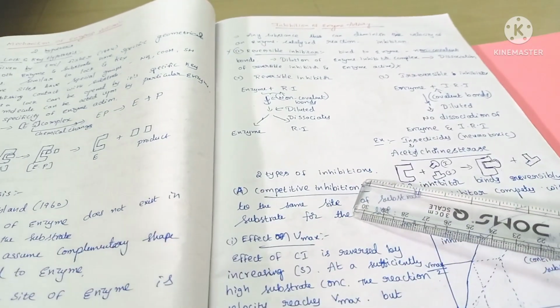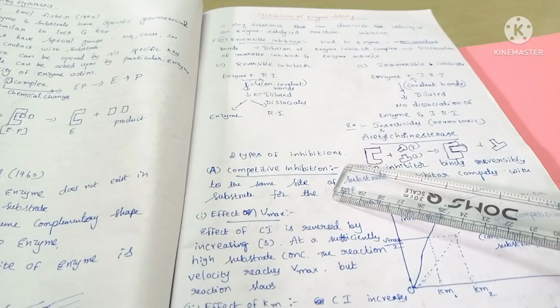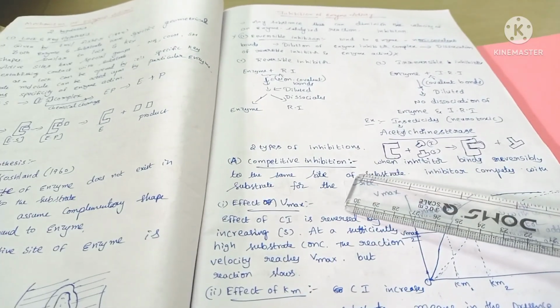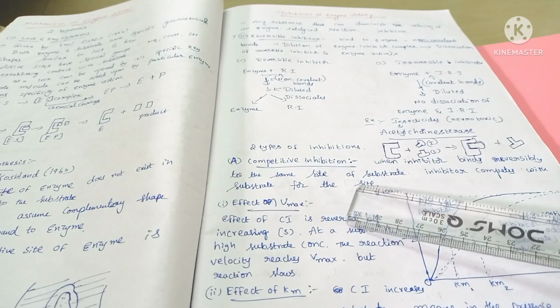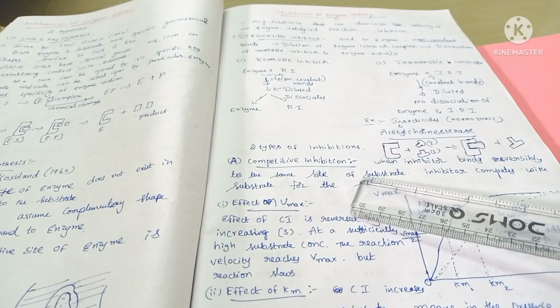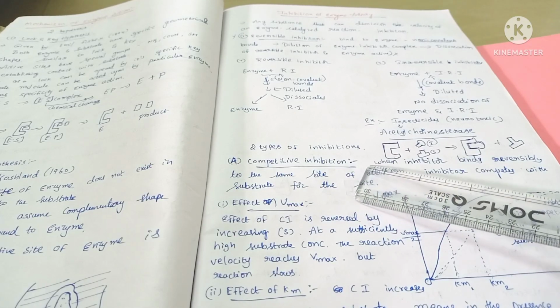Now we will see what are the types of inhibitions. There are two types of inhibitions: one is competitive inhibition and the second one is non-competitive inhibition. Competitive inhibition means there is a competition between the enzyme and inhibitor.